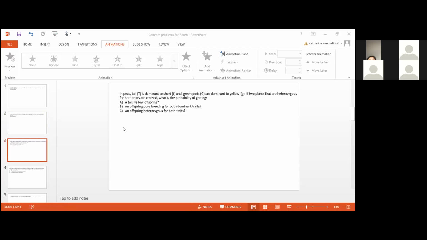So the first step you would need to do is figure out what are the genotypes of those 2 plants. So go ahead and figure that out and type that into the chat. What are the genotypes of the 2 parents? Shouldn't take you that long to figure out the genotypes of the parents. So type in the chat what the genotypes of the parents are.